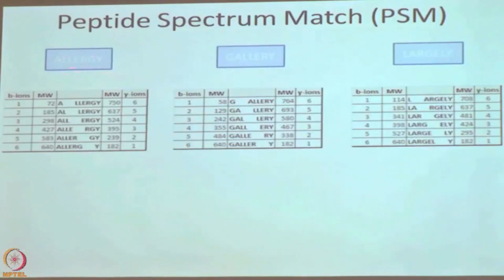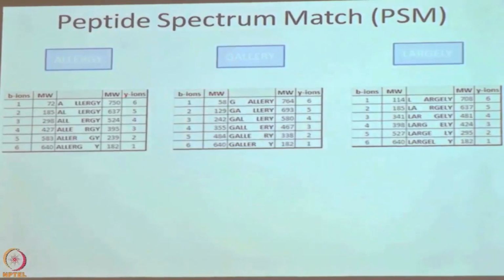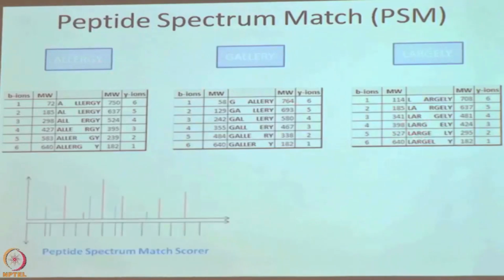There are three words I have written here: allergy, gallery and largely. They consist of the same alphabets, so the amino acid compositions are the same, but the peptides are different. In that case the answer lies in the MSMS, the fragmentation pattern of the fragments that will be generated from these three peptides, and a matching will be done, the peptide spectrum match scorer.